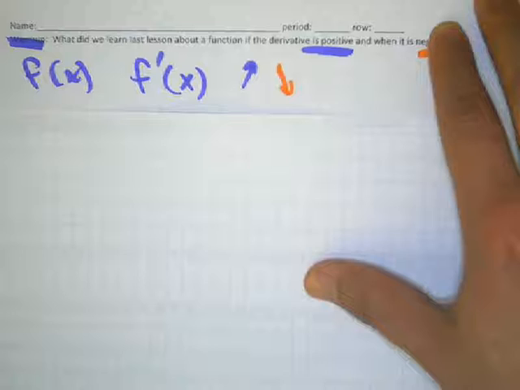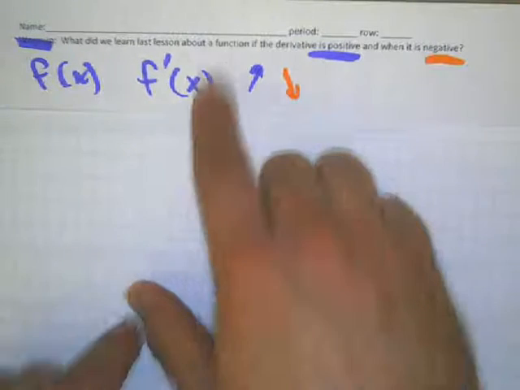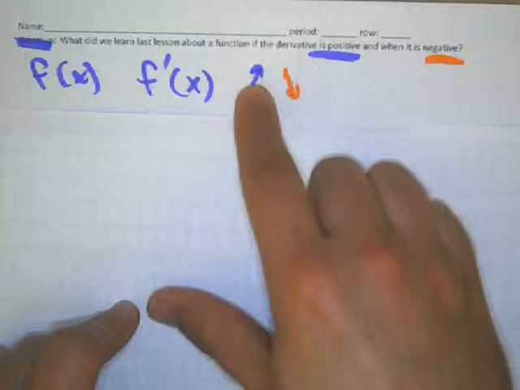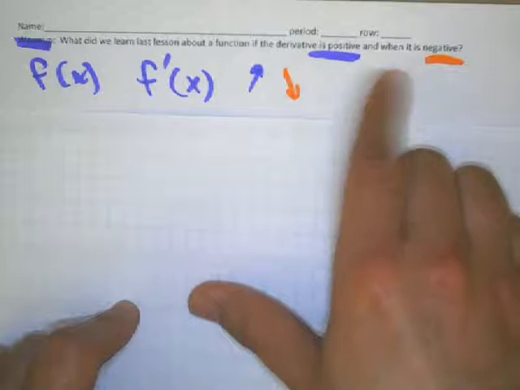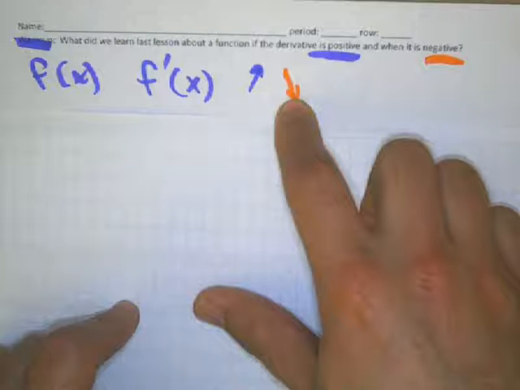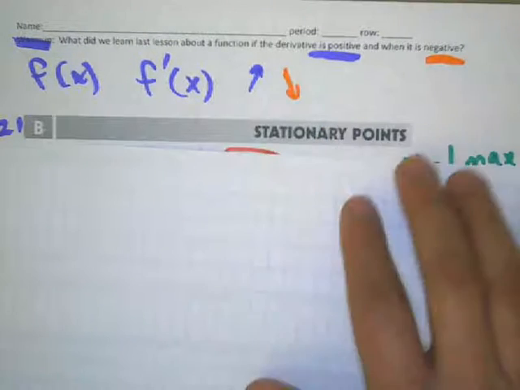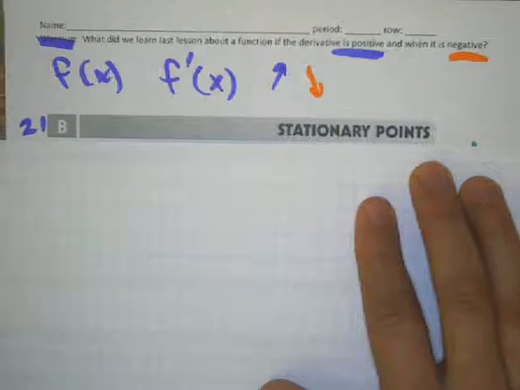What we learned last lesson was if the derivative is positive, the line is going up. We have a positive slope. And if the derivative is negative, my line is going down, and we have a negative slope. So now we're going to go a little bit further with this. We're going to talk about something called stationary points.